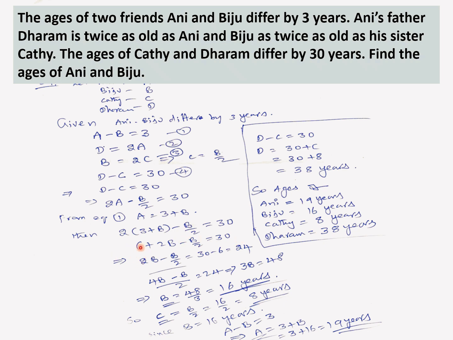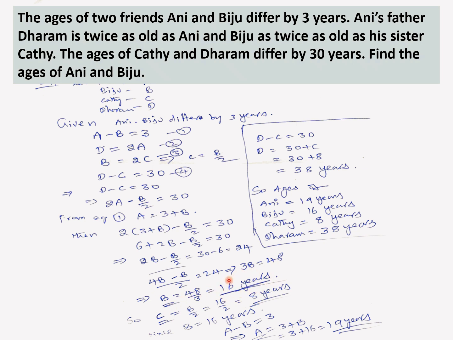So you can send 6 to that side. So 30 minus 6, that is 24 on the right side. On the left hand side you have 2B minus B upon 2. So you can take the LCM. LCM is 2. 2 times 2B is 4B, minus 1 time B. So 4B minus B upon 2 equals 24. So 4B minus B equals 3B. The 2 goes to this side and multiplies, so it is 48. So 3B equal to 48, so B equal to 16 years.